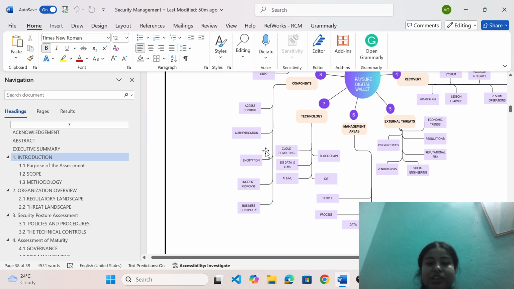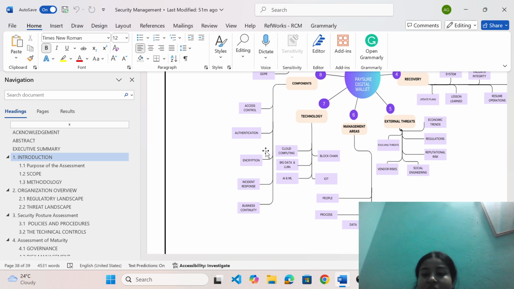What technology does it use? PAYSURE digital wallet is using cloud computing, big data, and LLM, yes, AI and ML, blockchain, and IoT, Internet of Things devices. And what are the management areas? People, process, data, and technology are the management areas.